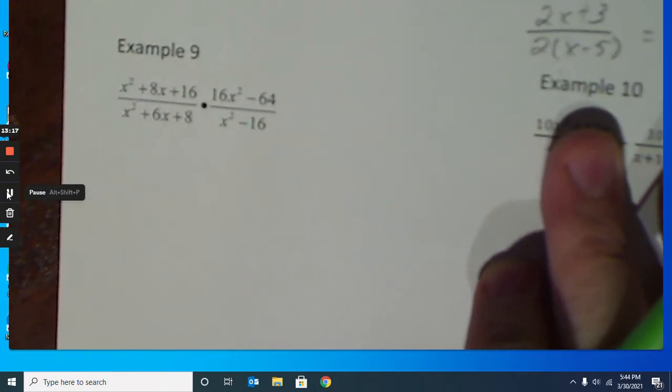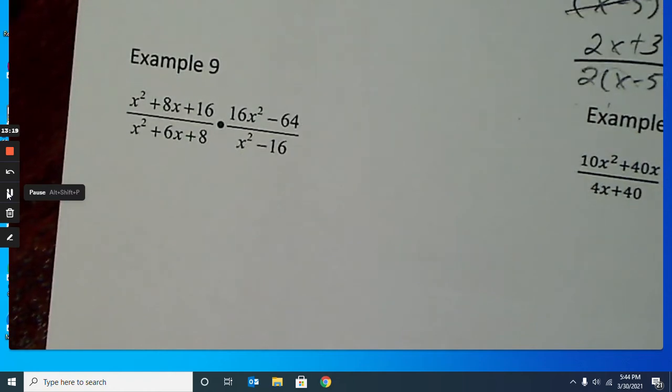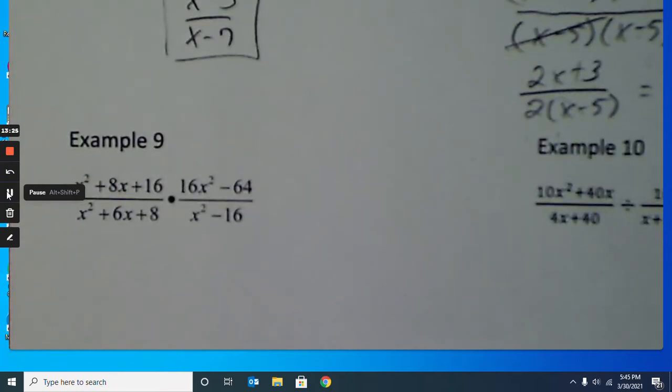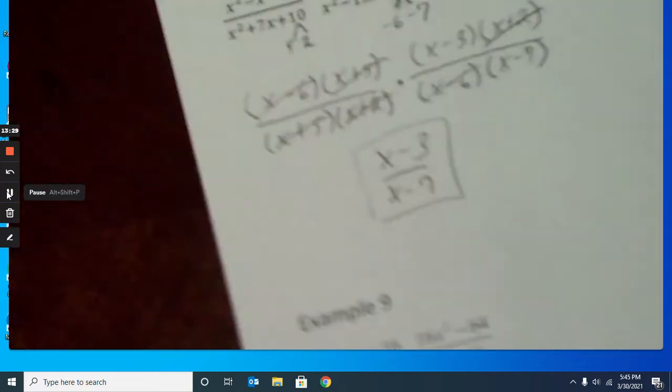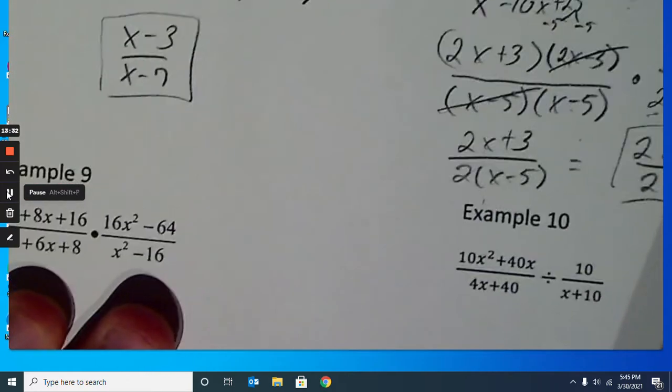9 and 10. Last 2 examples. And again, I'm going to kind of give you a heads up on how to do these, so you can kind of see them before you try. I mean, at least try.